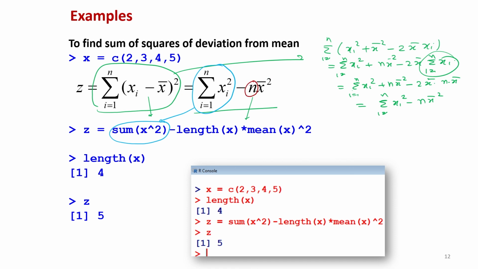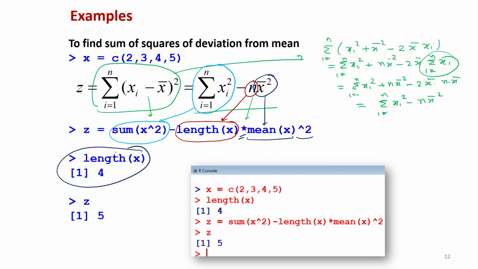n is the total number of elements in the data vector. So for that, we have a command, length of x. And if you want to find out this x bar, for that we have a command, mean. So I am writing mean of x and then hat 2. So this will make x bar square, and then this multiplication sign. By writing this single line expression, I can compute this value, and you can see that length of x is coming out to be 4, and the value comes out to be 5.